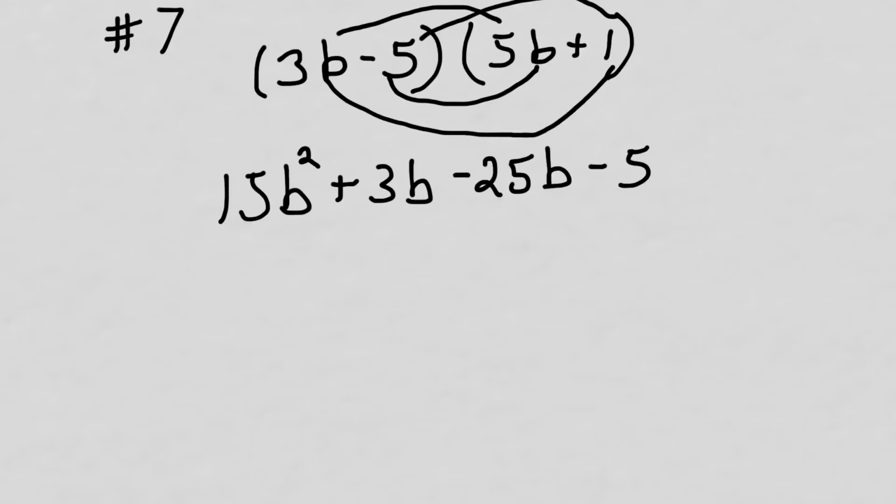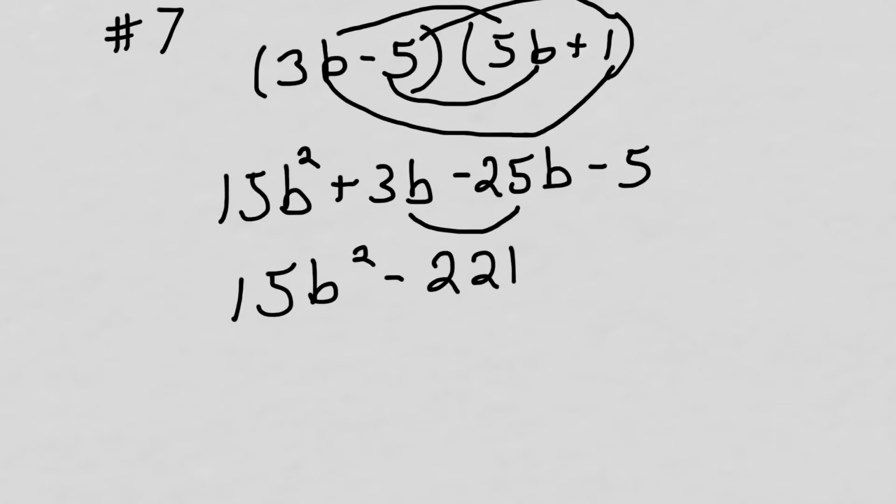All right, got a little cleanup work to do in the middle. I've got to combine like terms. My final answer is going to be 5b squared minus 22b minus 5.